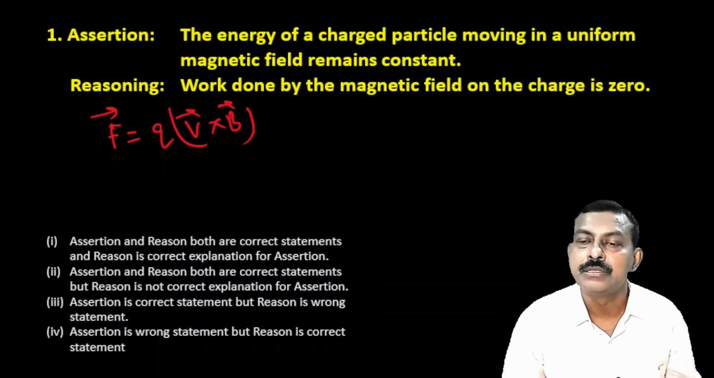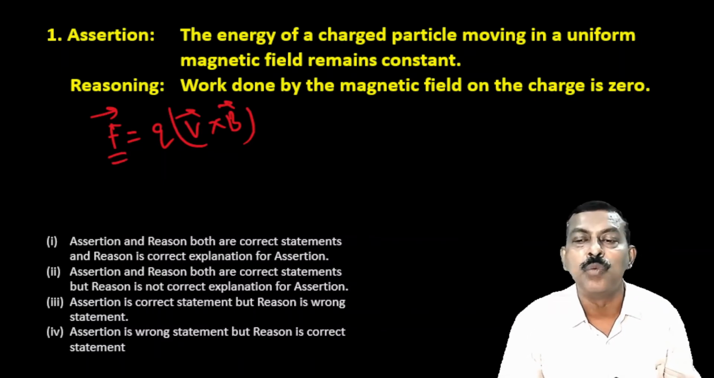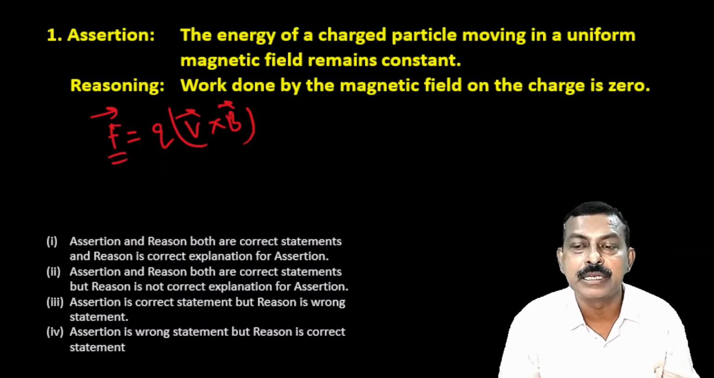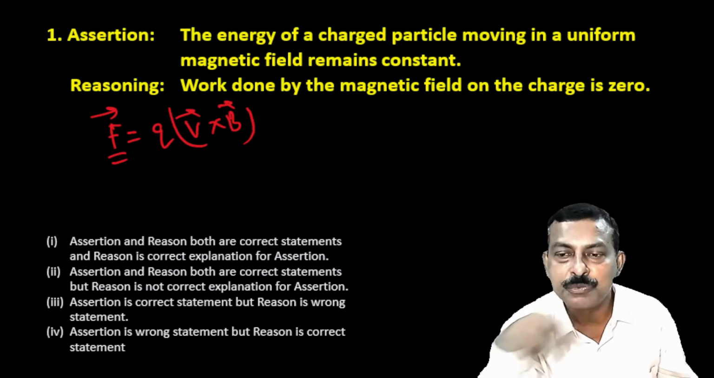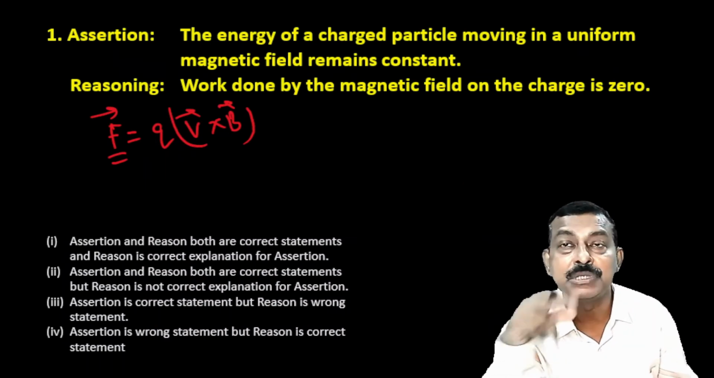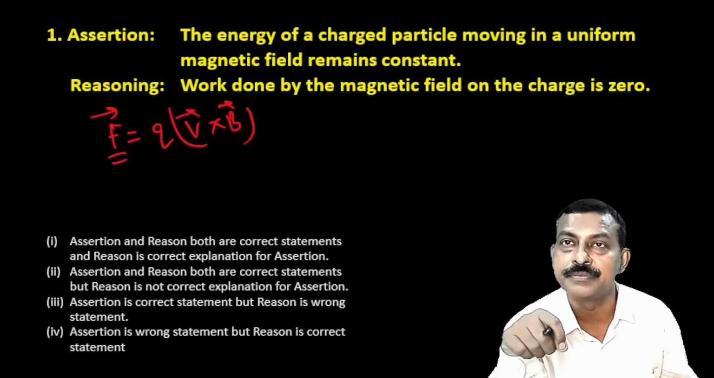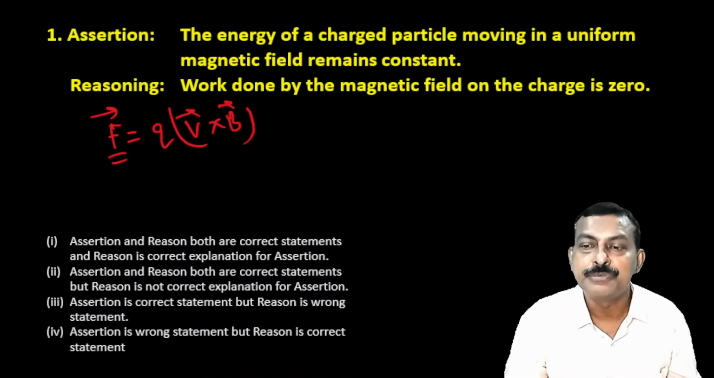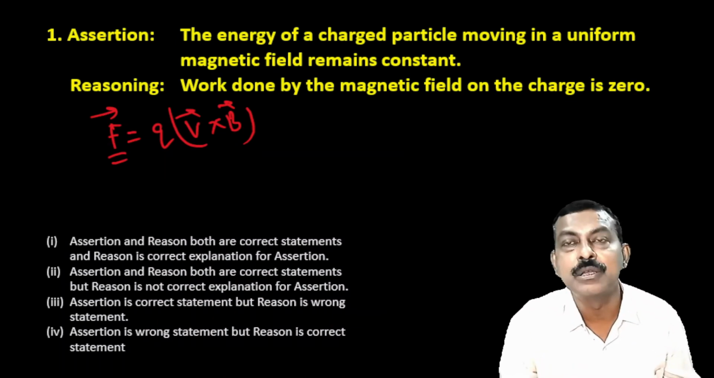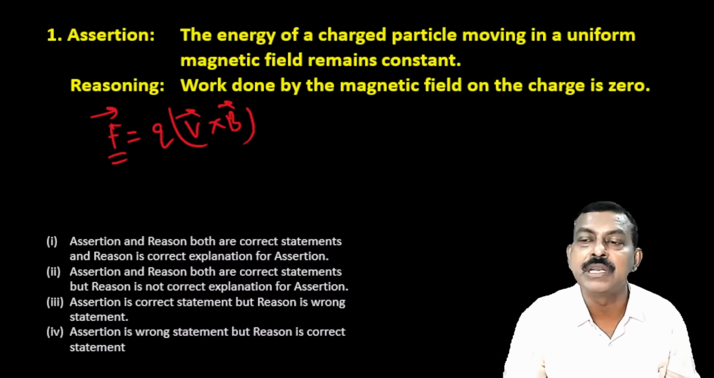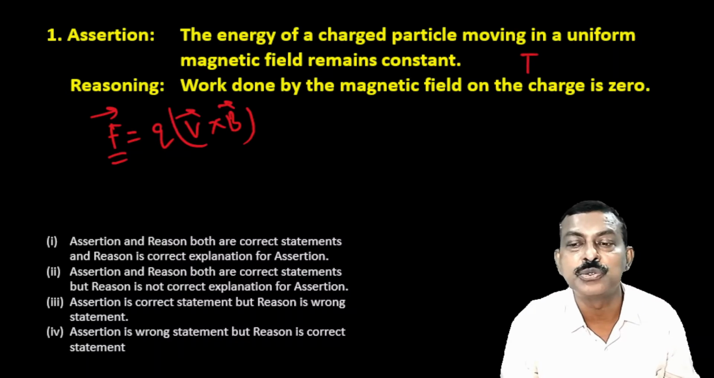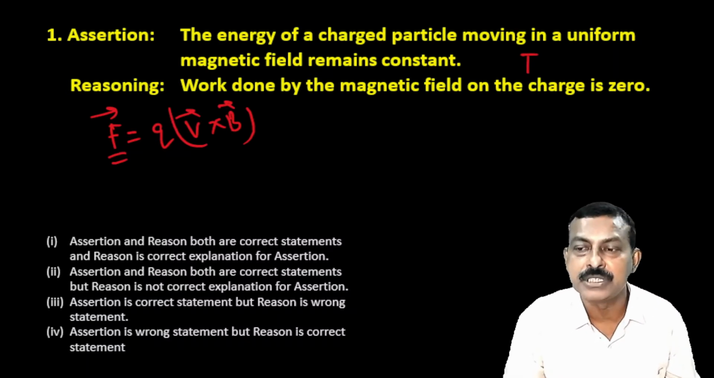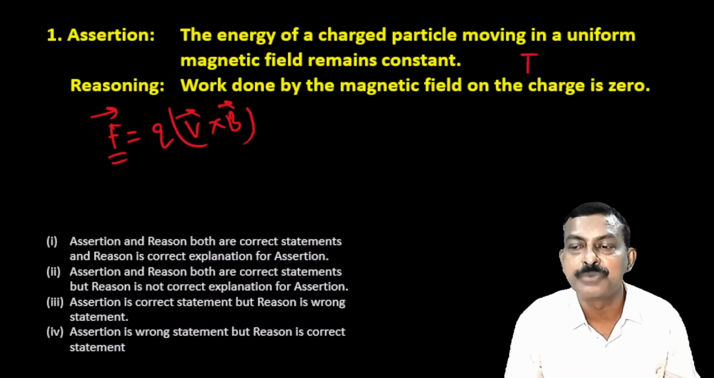Now here, this force will be perpendicular to the plane containing V and B. So F is always perpendicular to the velocity. And if the force is perpendicular to the velocity, that means there is no work done by it. So if there is no work being done, obviously in this particular case, the energy of the system will remain constant. So this is true.